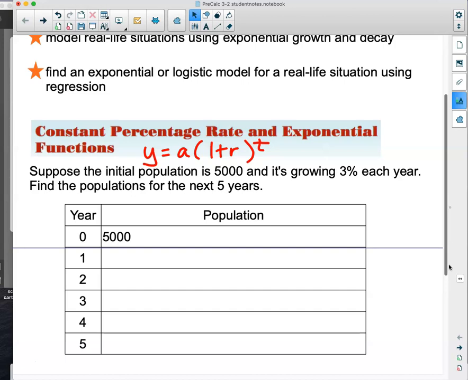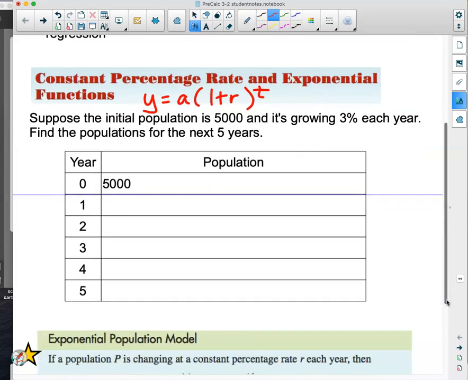Suppose the initial population is 5,000 and it's growing 3% each year. Now, it's not money, it's people here, but it's growing 3% each year. Find the populations for the next 5 years. So we start with 5,000. But then we want to increase that by 3%. So if we want to increase it by 3%, we have to think, well, I want to keep what I have, which is 100%, plus I want that to go up by an additional 3%. So I really should multiply this by 1.03 to make that happen.